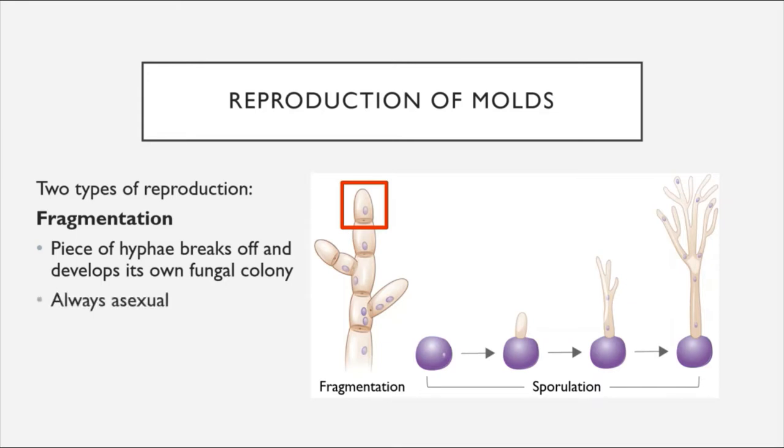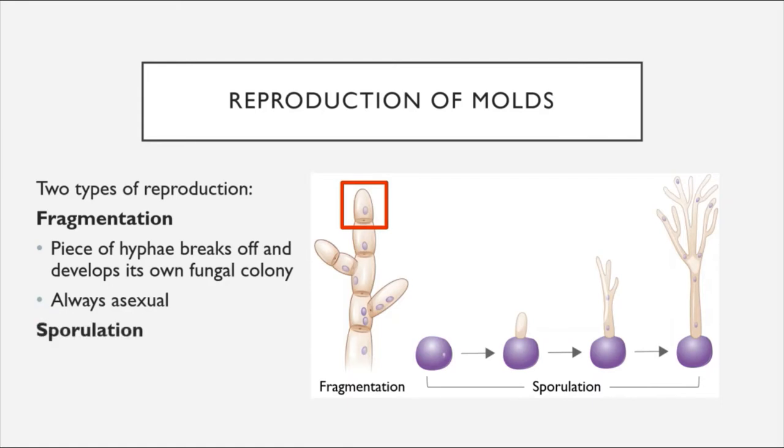However, this is an asexual mode of reproduction, and that's because there are not two partners involved that are bringing their genetic material to the table. Instead, this single piece, the single cellular unit, is breaking off and then essentially developing a clone of the original mold.